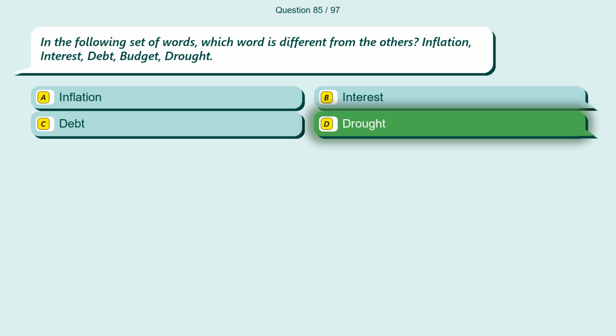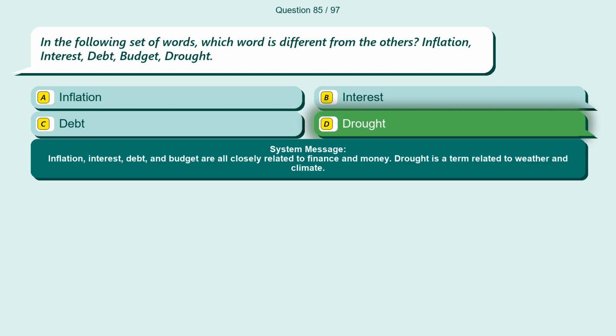The correct answer is option D, drought. Inflation, interest, debt, and budget are all closely related to finance and money. Drought is a term related to weather and climate.